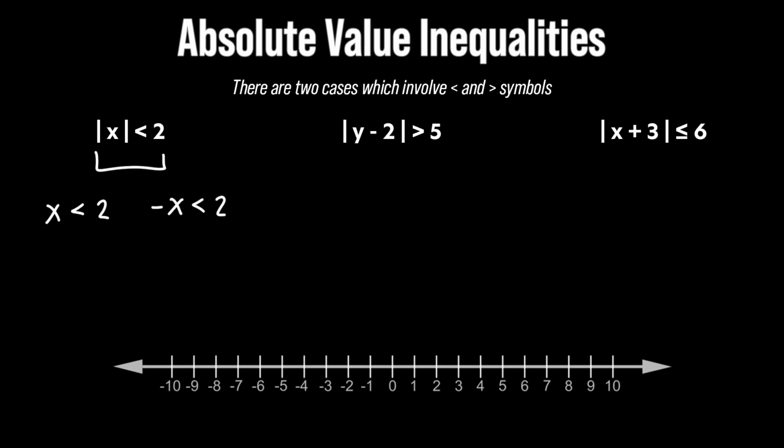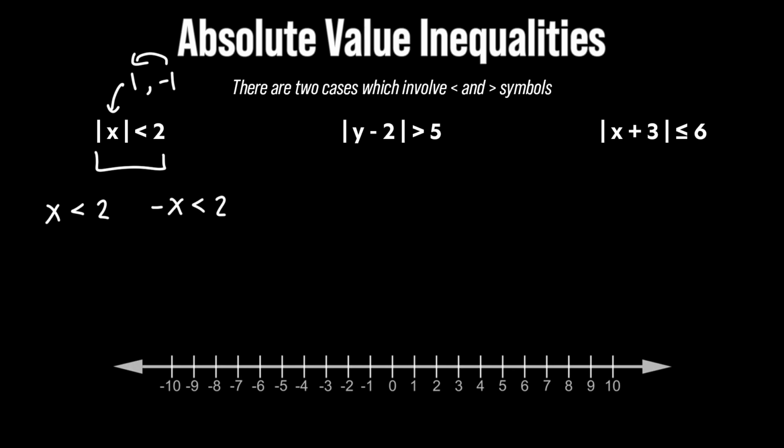Why is this the case? Well, if we plugged in 1 for x, it would work because 1 is less than 2. But we can also plug in negative 1 because it takes the absolute value of x, which turns the negative 1 into a positive. So then negative 1 would also work. So essentially you can break it up into x and a negative x.